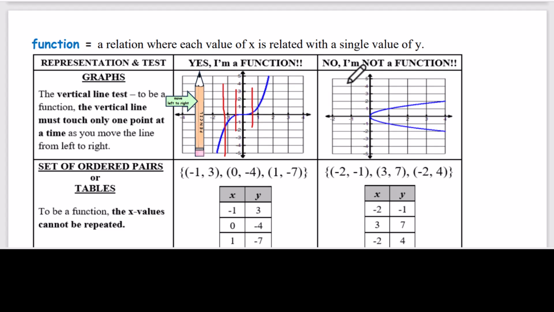Now imagine that I have my pencil here and I'm moving across, and what's happening? I'm touching 2 points at the same time. And that is a big no-no. That is not a function. To be a function, you can only touch one point at a time.